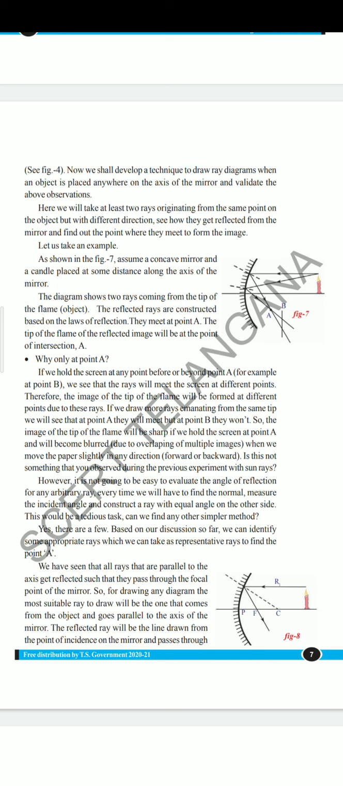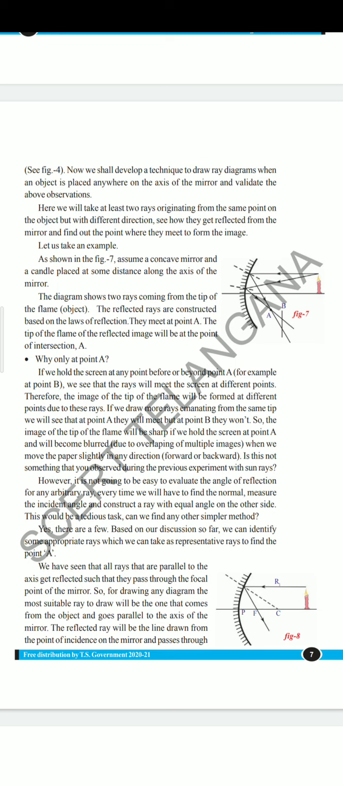However, it is not going to be easy to evaluate the angle of reflection for any arbitrary ray. Every time we will have to find the normal, measure the incident angle, and construct a ray with equal angle on the other side. This would be a tedious task. Can we find any other simpler method? Yes, there are a few.